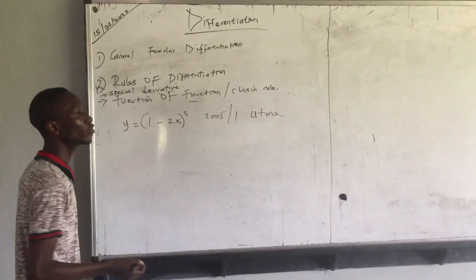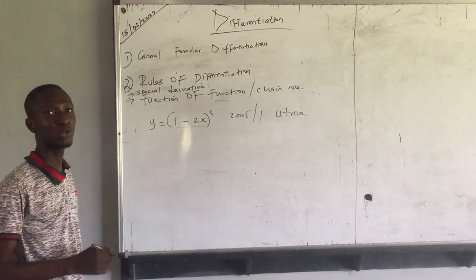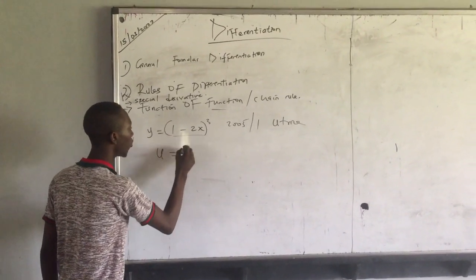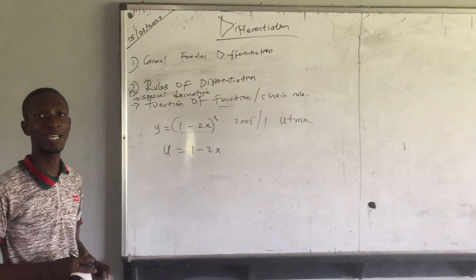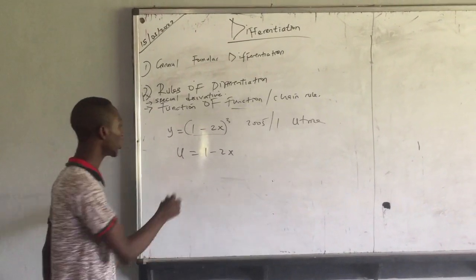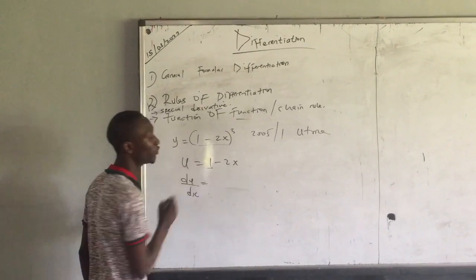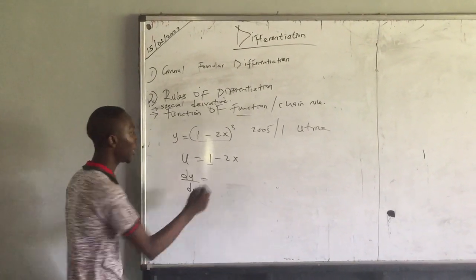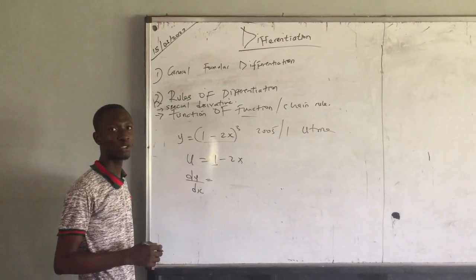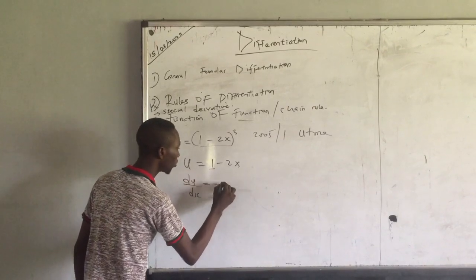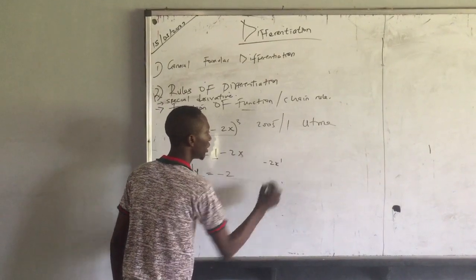To use function of function chain rule, you represent the equation in the bracket with U. So U becomes 1 minus 2x. Once you represent the equation in the bracket with a letter U, you differentiate du/dx. If you differentiate 1, it is 0. And an ordinary letter that does not have a power, its derivative is 1. So the differentiation of this becomes minus 2. Now let me show you: this is 0 and this is minus 2x raised to power 1.